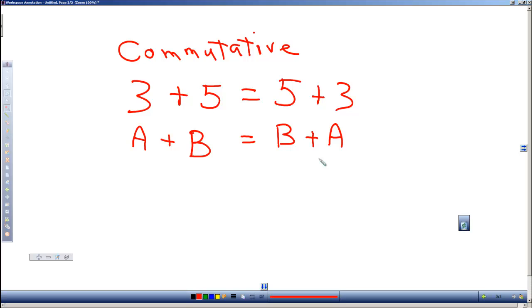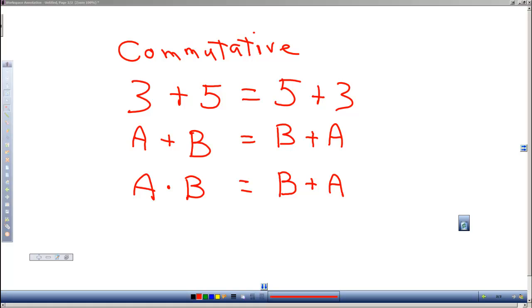We can also say that A and B is equal to B and A. Those rules, or that order in the commutative property, says it doesn't matter which direction or which order you do the operation, it will give you the same results.